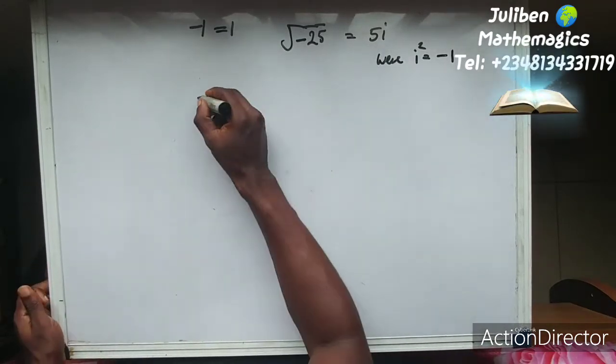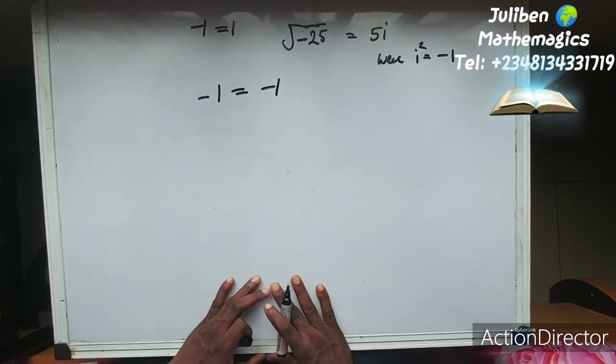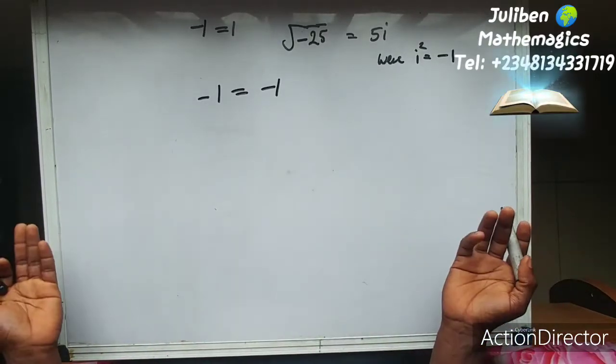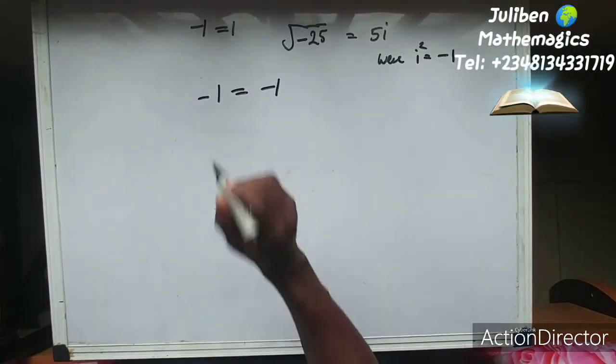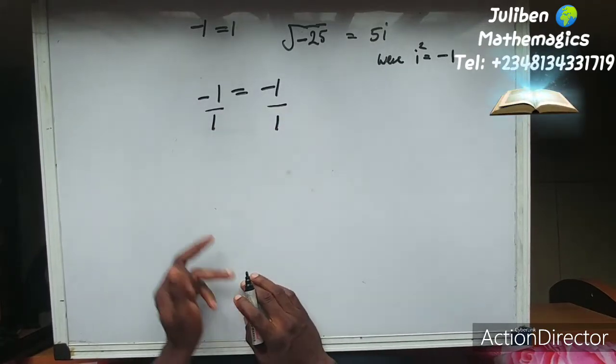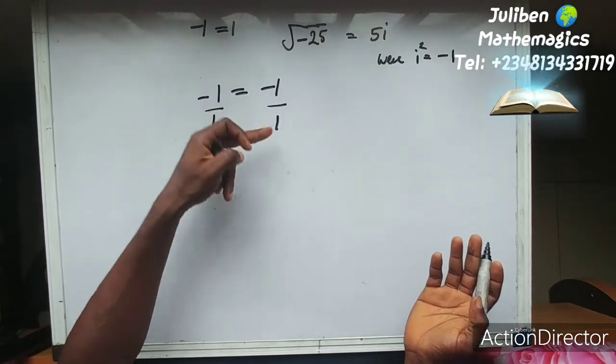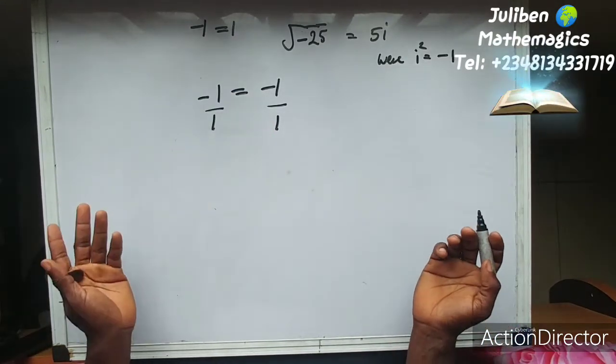Now, the first thing we're going to do is, let's assume -1 is equal to -1. Of course, I've not done anything new. Now, the next thing you do is divide all through by 1. Divide here by 1, so it's the same thing. -1 divided by 1 is still -1, right?